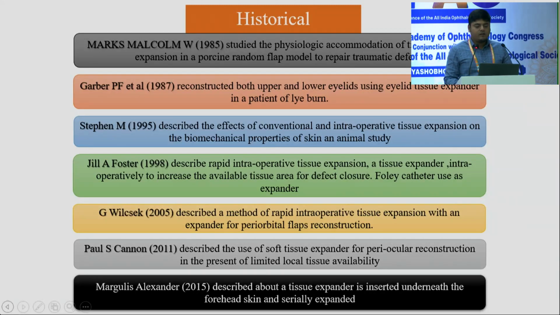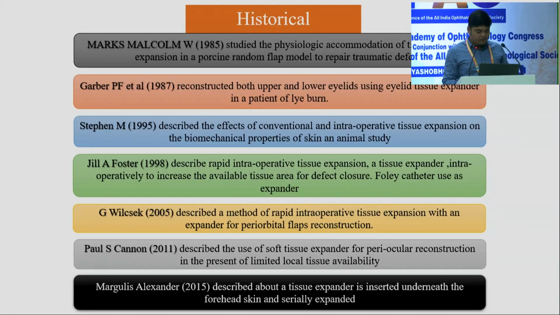Marx Malcolm in 1985 studied the physiological accommodation of tissues to 5-day expansion in a porcine flap model. Garber et al. reconstructed both upper and lower lids using an eyelid tissue expander in a patient in 1987. Jill Foster in 1998 described rapid intraoperative tissue expansion to increase the available tissue area for defect closure, and this was when the Foley's catheter was first used as an expander.